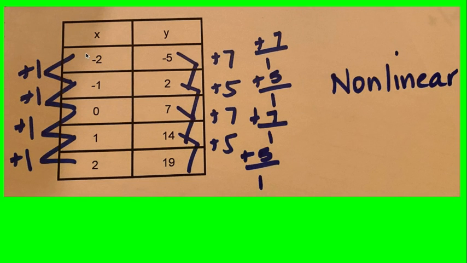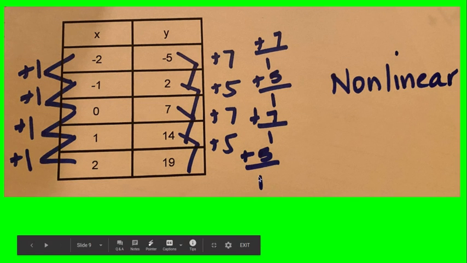Now do my x column, -2 to -1, I increase by 1. -1 to 0, I increase by 1. 0 to 1, I increase by 1. 1 to 2, I increase by 1. Now take all of these and write them as your rise over run fractions. +7 over +1. +5 over +1. +7 over +1. And +5 over +1.